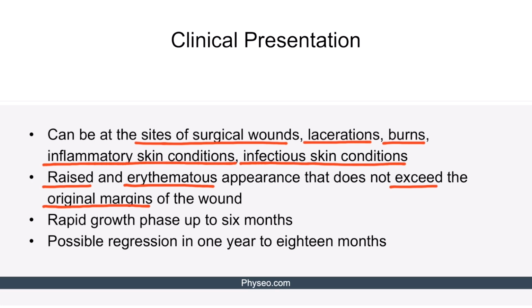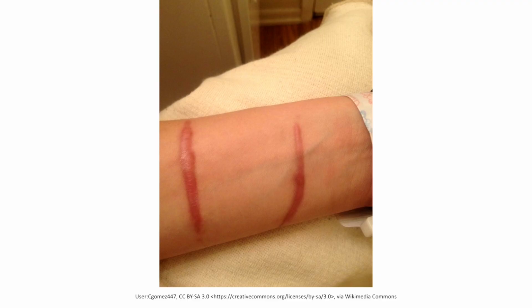And typically, they have this rapid growth phase, and it lasts up to 6 months. And sometimes they can regress over 1 year to a year and a half. Here we see a photo of 2 hypertrophic scars. So these scars most likely are formed over initial lacerations. And notice the fact that the scar tissue has remained within the borders of that original wound. So you can really make out what kind of wound it was.